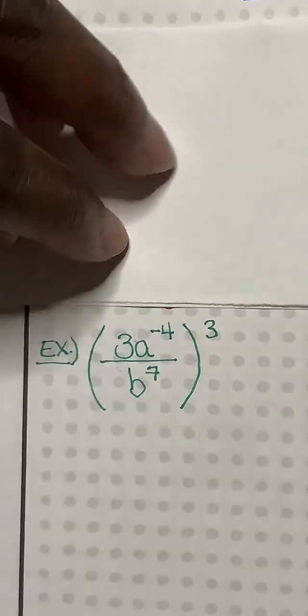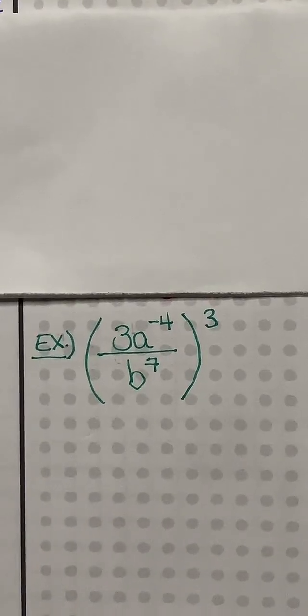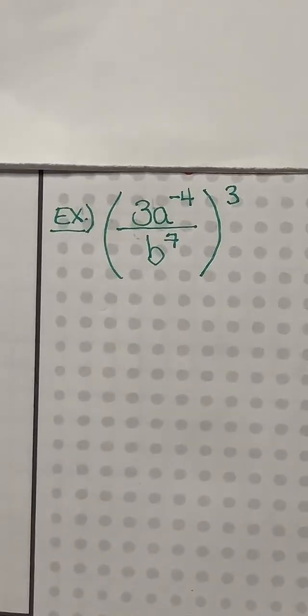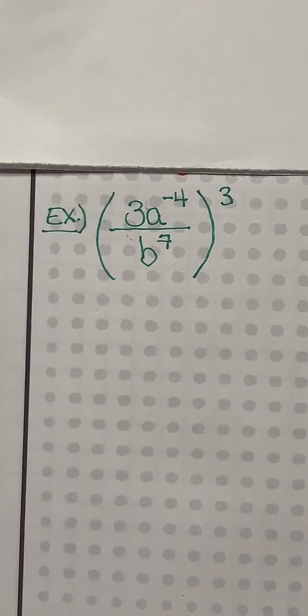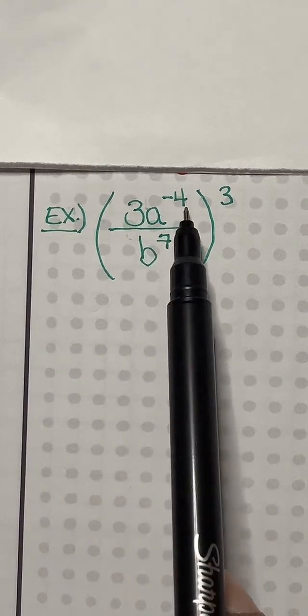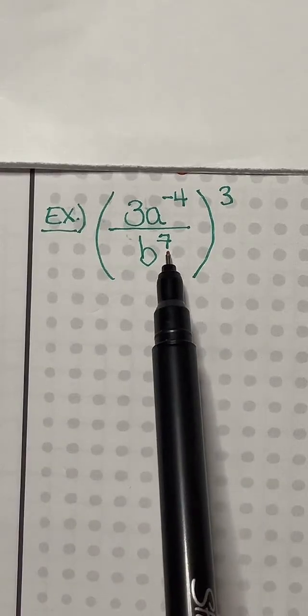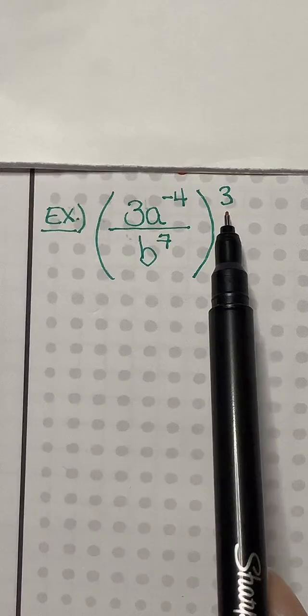Let's do this. Okay, I'm going to cover this one. I don't even think that one's in sight. Let me raise this up a little bit. All right, so we got a combination going on here. Of course she did that. All right, so we got a nice little combination. So we have 3a raised to the negative 4th, b to the 7th. All of that is being raised to the 3rd power.